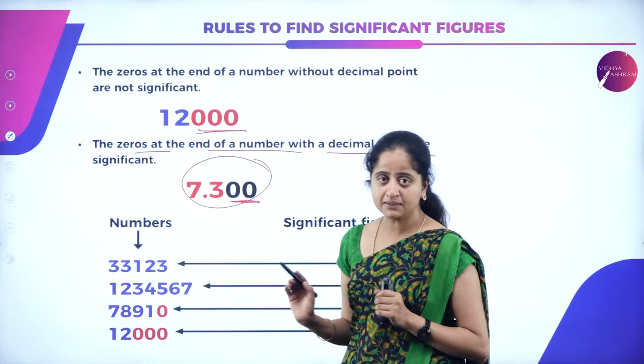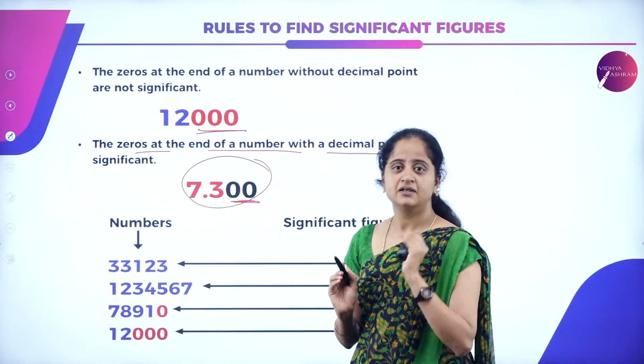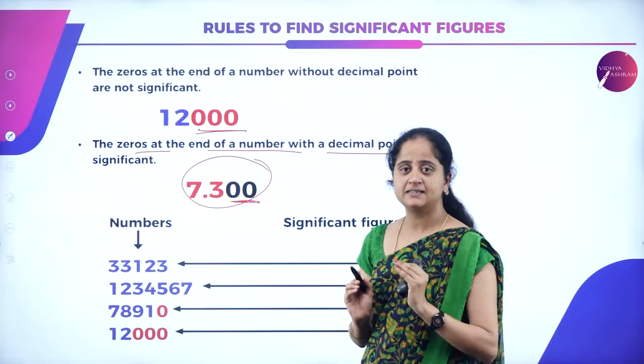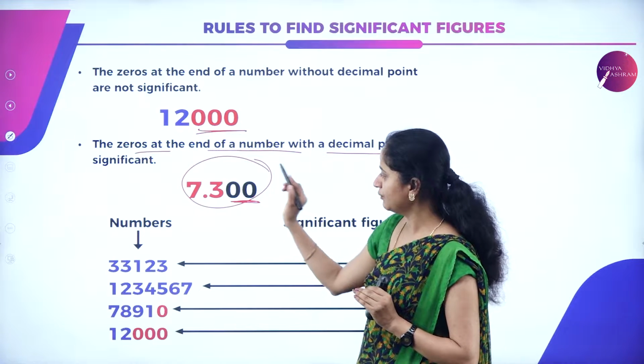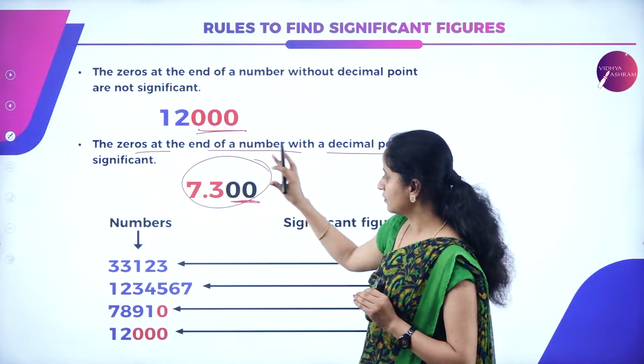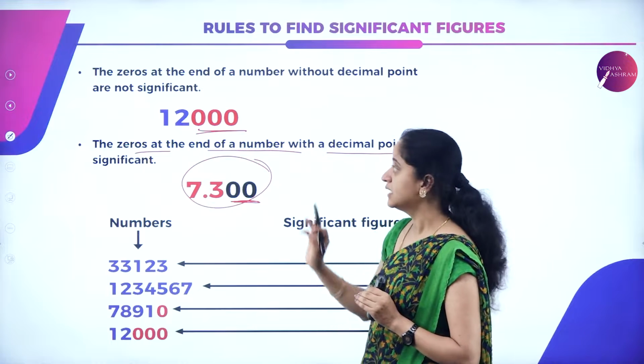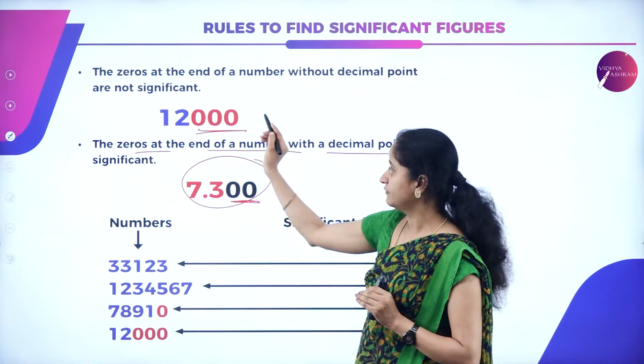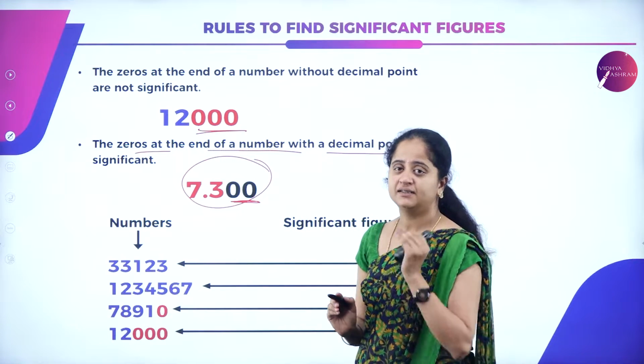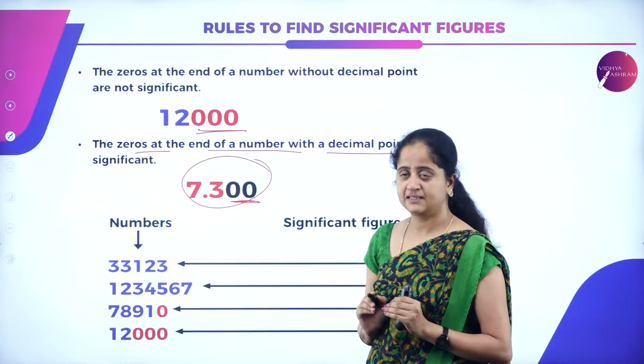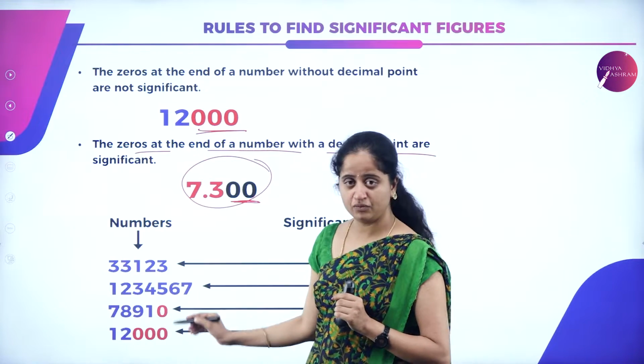If there is no decimal point, then it is considered as non-significant or insignificant. So when there is a decimal point, then the zeros are considered as significant figures, and when there is no decimal point, if the zeros are present at the end, then they are considered as not significant. So let us see a few more examples.